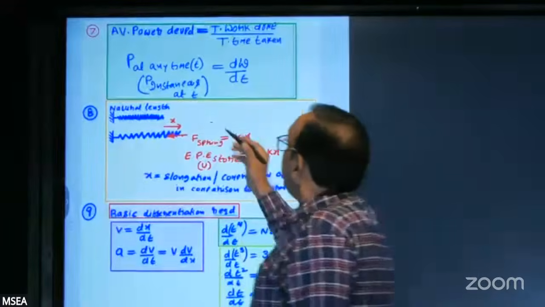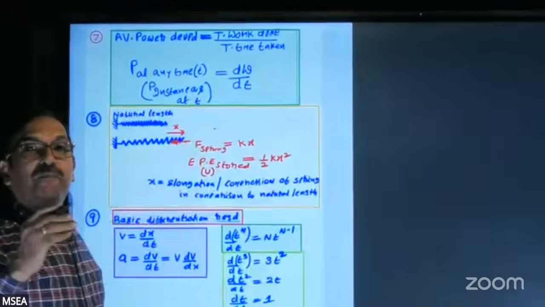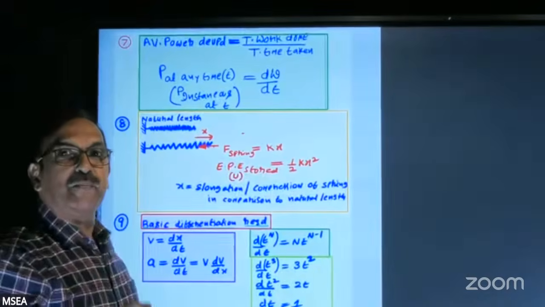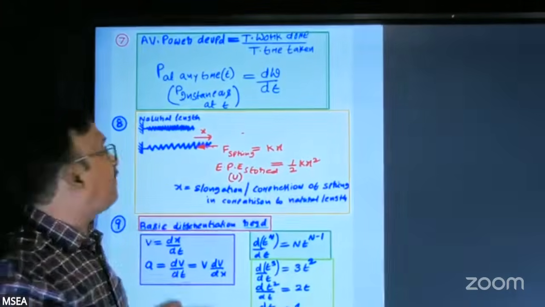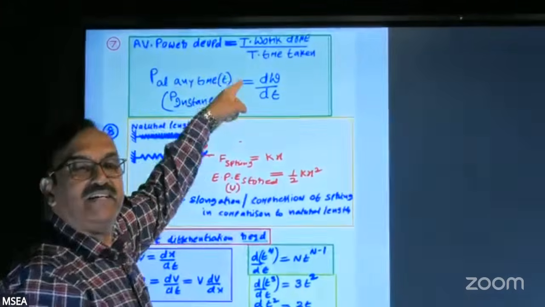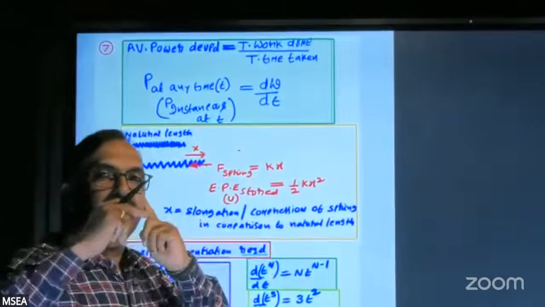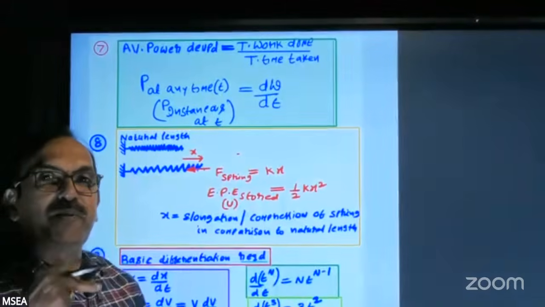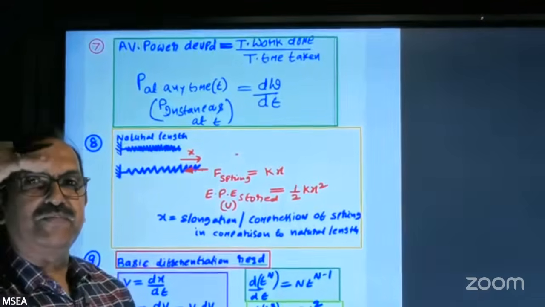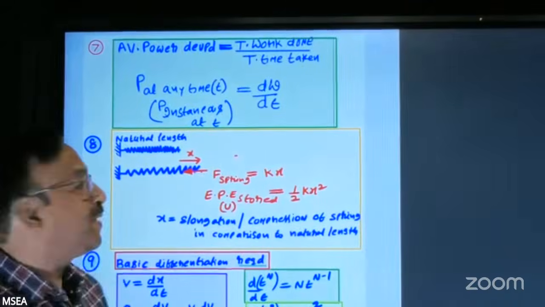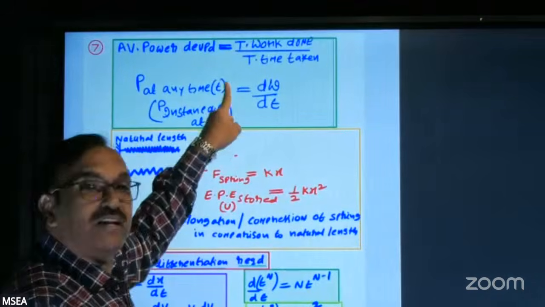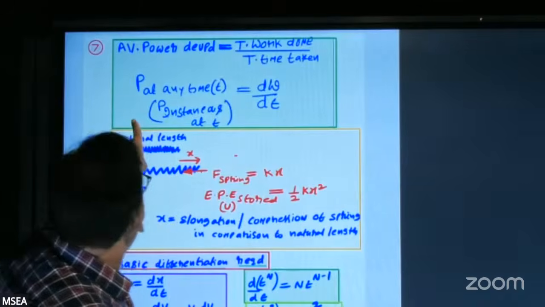The next slide here. Under the heading of power, whenever you are talking about power, average power happens to be total work done by total time. For example, average speed is total distance by total time. Whenever average comes, it is a ratio between two totals. So average power is total work done by total time.